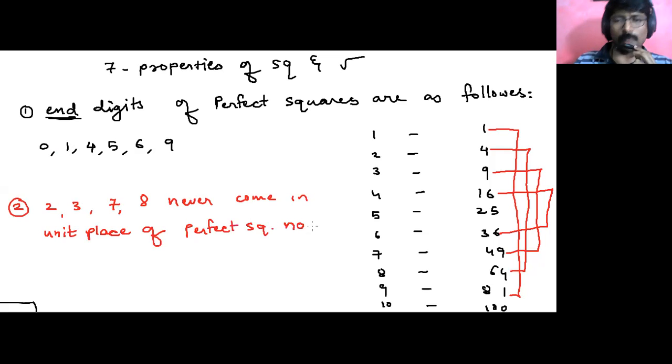Did you get these 2 properties, guys? If you've got it, raise your hand. Yes, fantastic. Immediately write it down. These are 2 properties, right? They are very simple and very important.